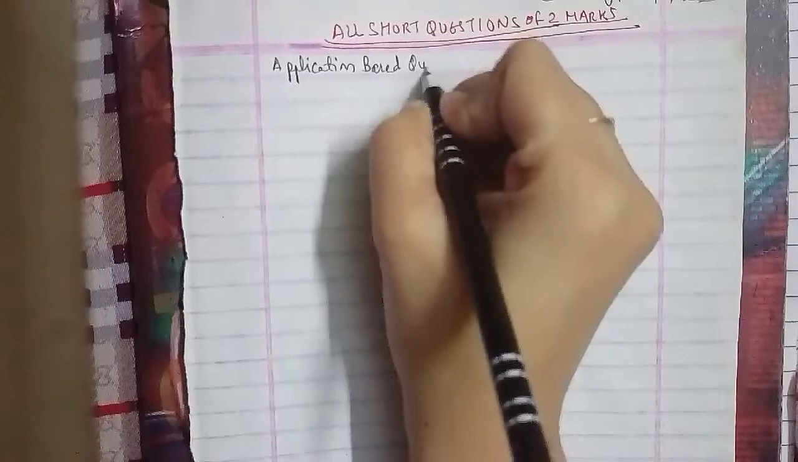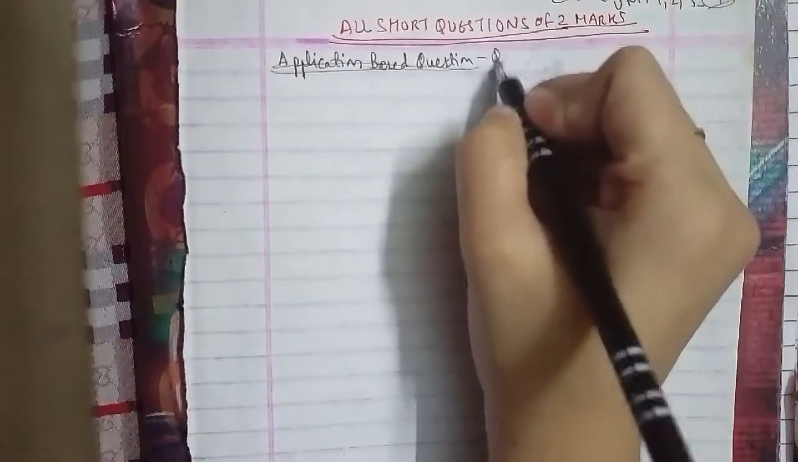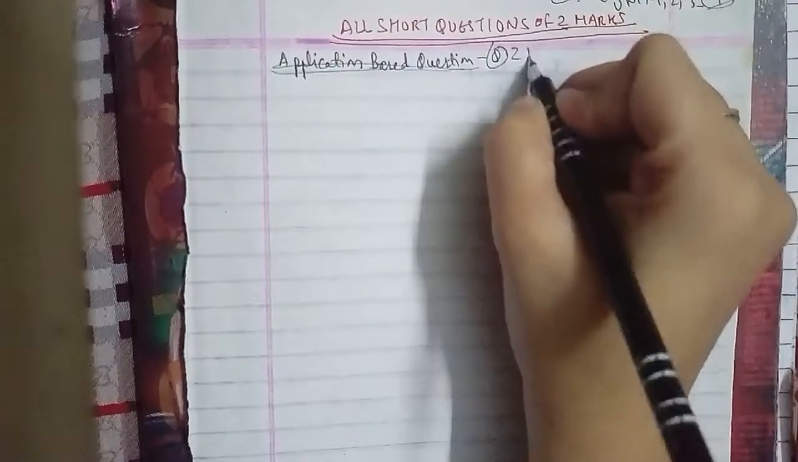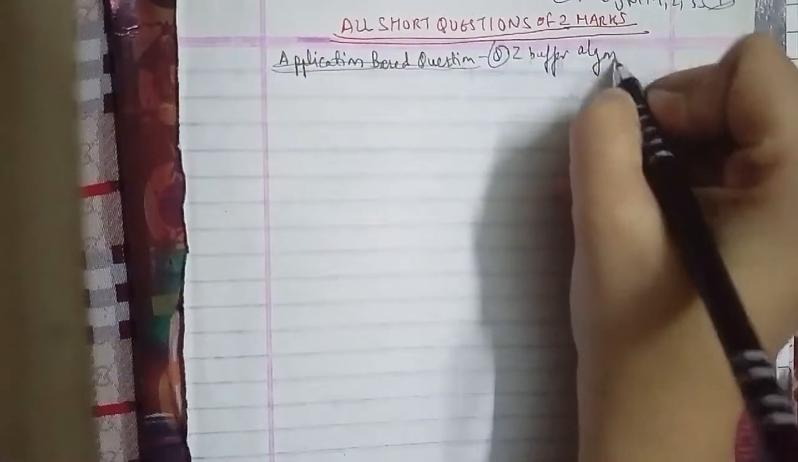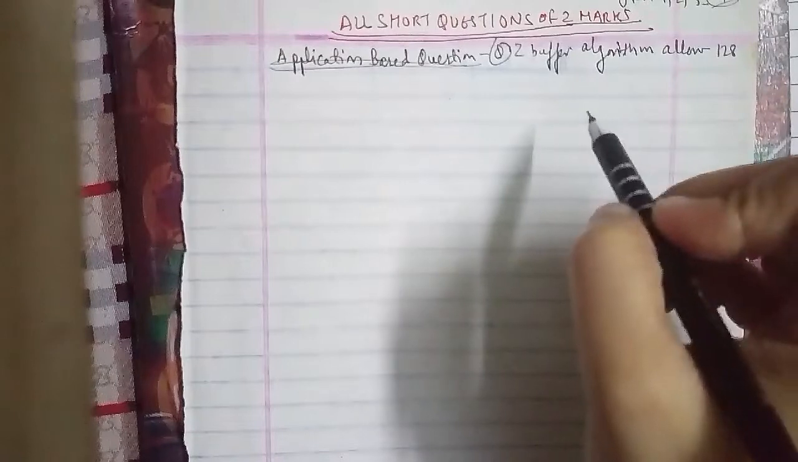Z buffer algorithm that allows 128. I'll just tell you the question, then I will be writing it out. The Z buffer algorithm allows 128 depth value levels to be used, and how much memory would a 512 cross 512 pixel display require to store the Z buffer if the scene consists of 14 objects?